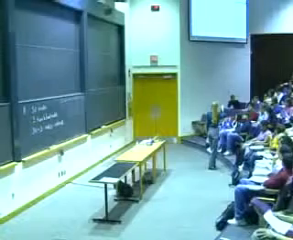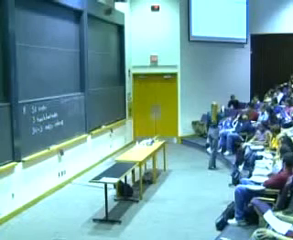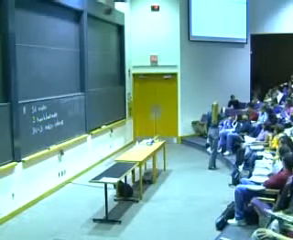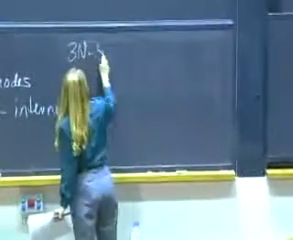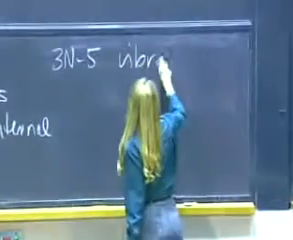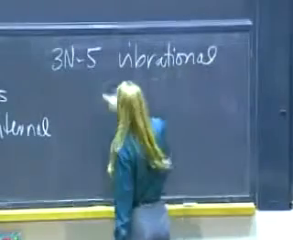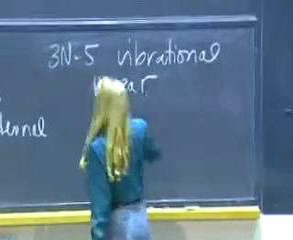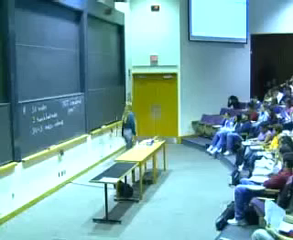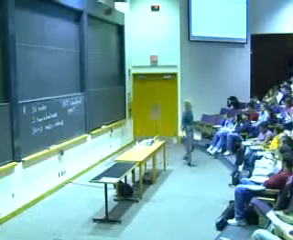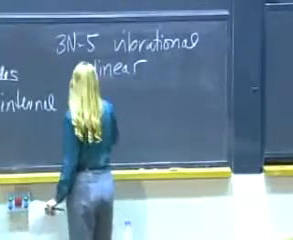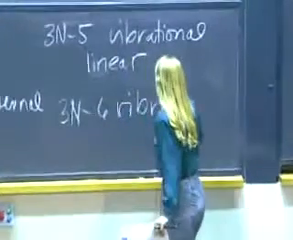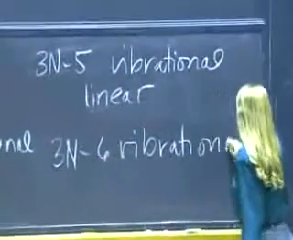Therefore, if we use, in a linear molecule, 3 of them for translation, 2 of them for rotation, the number of vibrational modes are what's left over. So for a linear molecule, we have 3n minus 5 vibrational modes. And that's for a linear molecule. If we've got a nonlinear molecule, well, since we've got 3 rotational modes in a nonlinear molecule, we have left over 3n minus 6 vibrational modes in a nonlinear molecule.